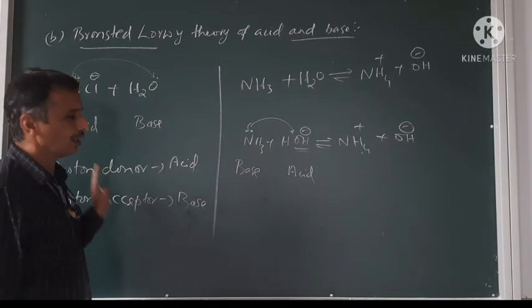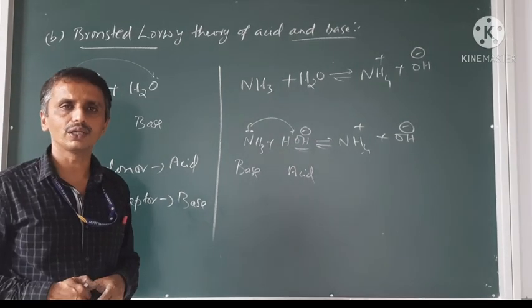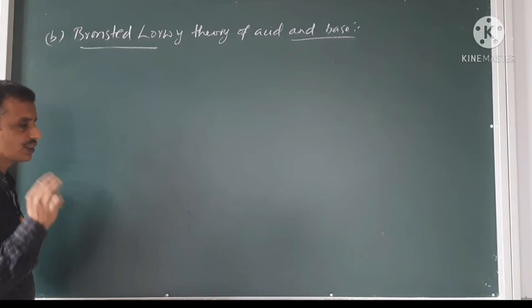So, proton donor, proton acceptor. With this, the Bronsted and Lowry concept is explained. Now, I'll give some examples. Just see that.